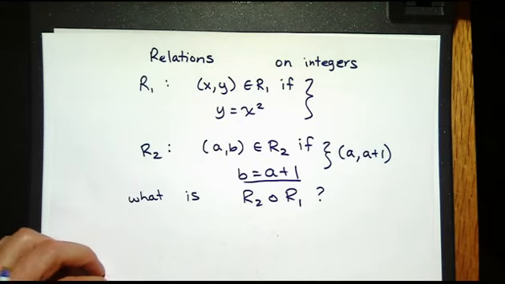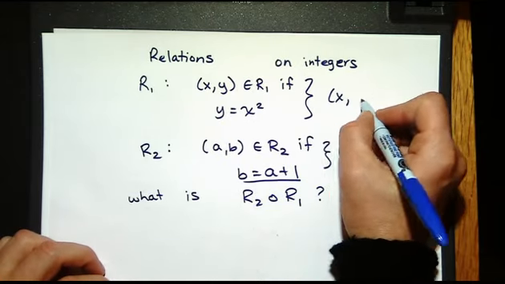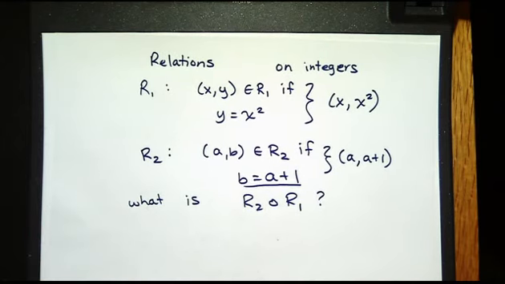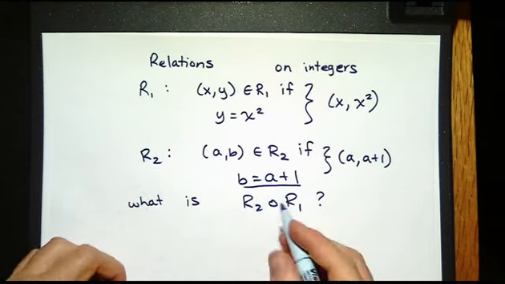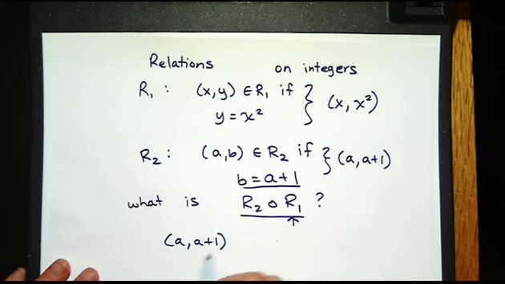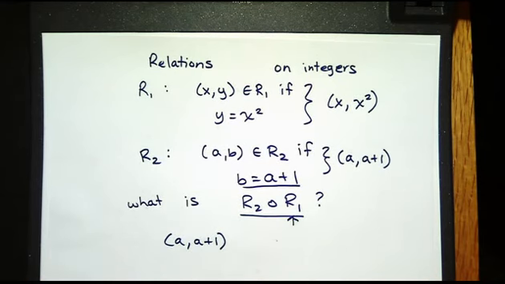In this one, I'm going to substitute in x squared in my original point. So all of my points look like x comma x squared in R1, and in R2 they look like A comma A plus 1. I just use different letters to remind you that we're in different sets for those. But they mean the same thing. They're all integers. Okay? Now, R2 composed with R1 means start from a point in R1. So every point in R1 looks like this. I'm sorry, that's R2.